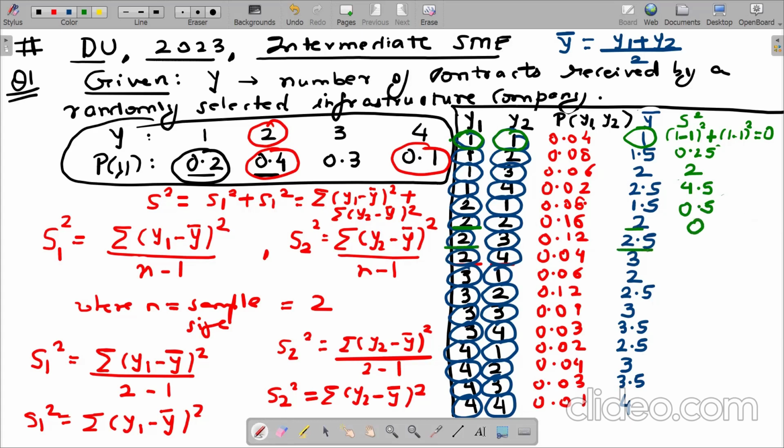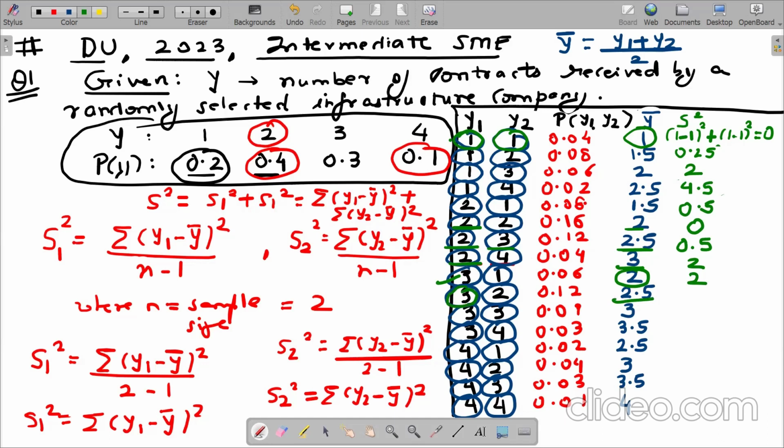2 minus 2.5 square is 0.25. 3 minus 2.5 square, again 0.25. 0.25 plus 0.25 is 0.5. Similarly, 2 minus 3 square, 1. 4 minus 3 square, 1. 1 plus 1, 2. Similarly, 3 minus 2 square, 1. And 1 minus 2 square, again 1. So this is again 2.